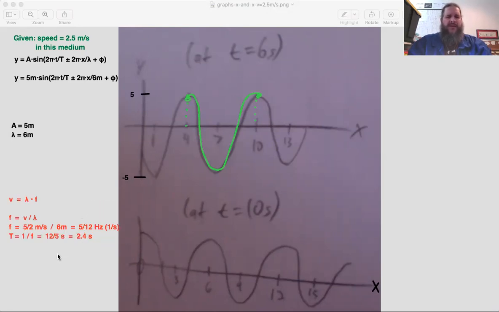So we now know the period. Period is 2.4 seconds. And the frequency is 5/12 hertz. That is 5/12 of a cycle happens every second. And we can now fill in period in the original sine function. Period is 2.4 seconds. Any questions on that so far?